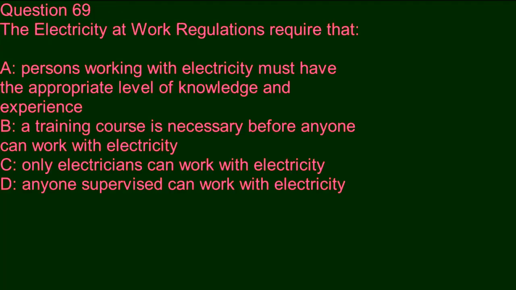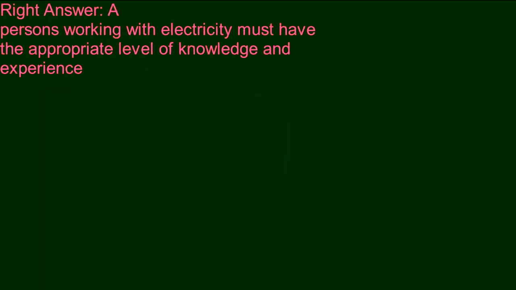Question 69. The Electricity at Work regulations require that A. Persons working with electricity must have the appropriate level of knowledge and experience. B. A training course is necessary before anyone can work with electricity. C. Only electricians can work with electricity. D. Anyone supervised can work with electricity. Right answer, A. Persons working with electricity must have the appropriate level of knowledge and experience.